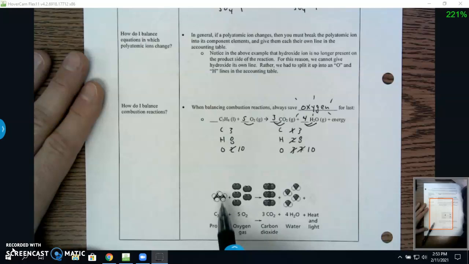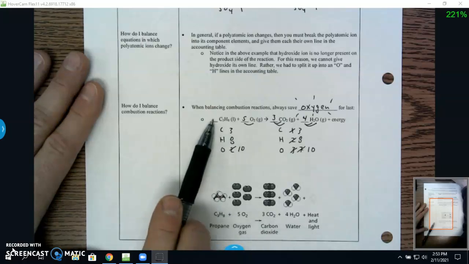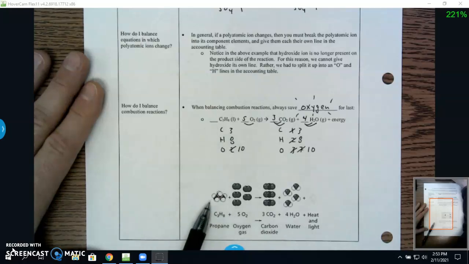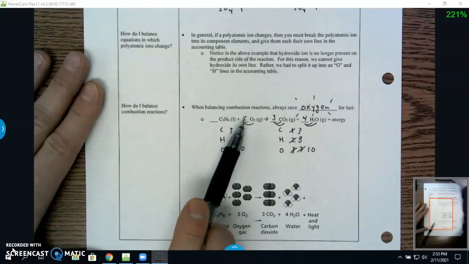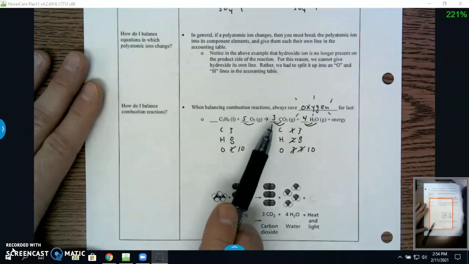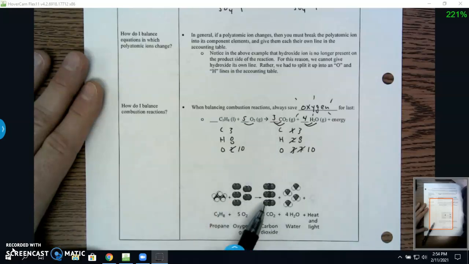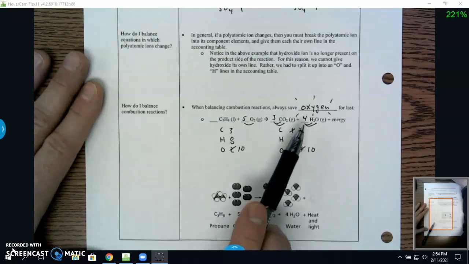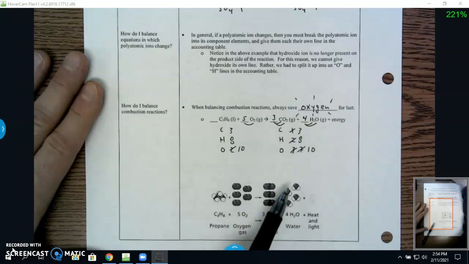Conceptually, here's what's going on. We have a single propane molecule, C3H8. It's reacting with 5 diatomic oxygen molecules, 1, 2, 3, 4, 5. It produces 3 carbon dioxide molecules, 1, 2, 3. You can spot the central carbon in there. It also produces 4 water molecules, 1, 2, 3, 4. Also gives off light and heat energy.